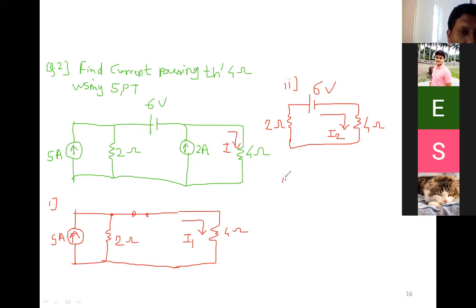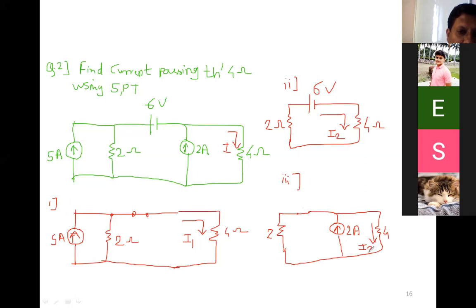Third one: keep the 2 ampere current source as it is. So remove the 5 ampere by open circuit. So this is 2 ohm. This is shorted. This 2 ampere current source you can keep as it is. Again here 4 is there. Now we have to find this current I3.